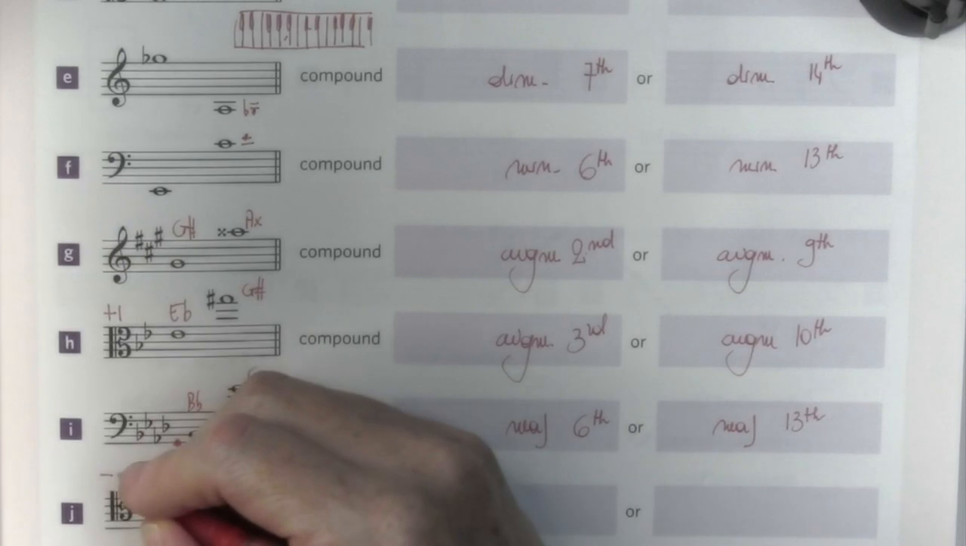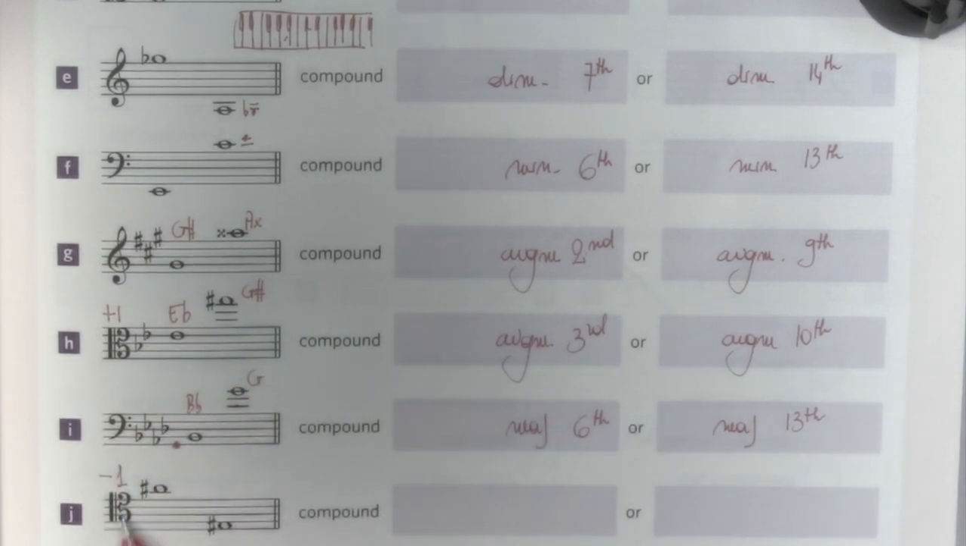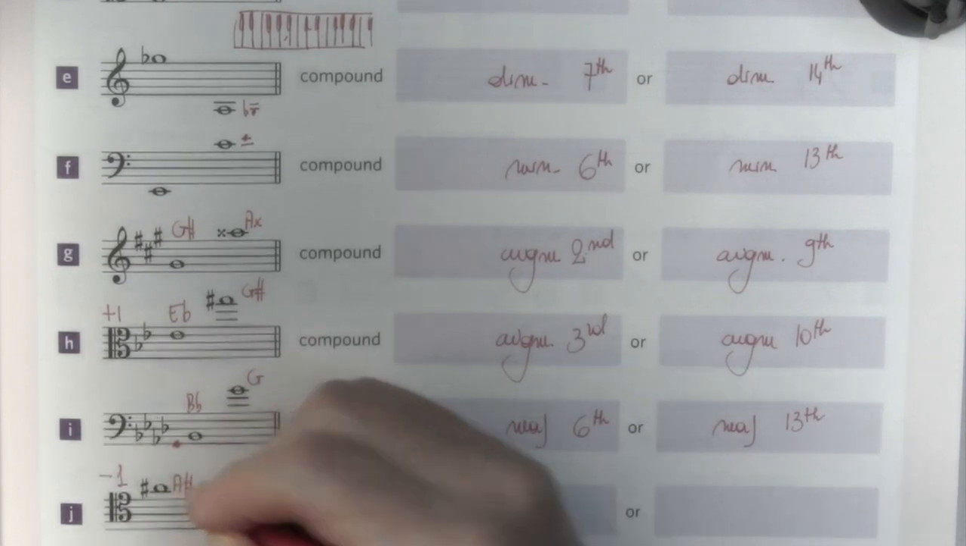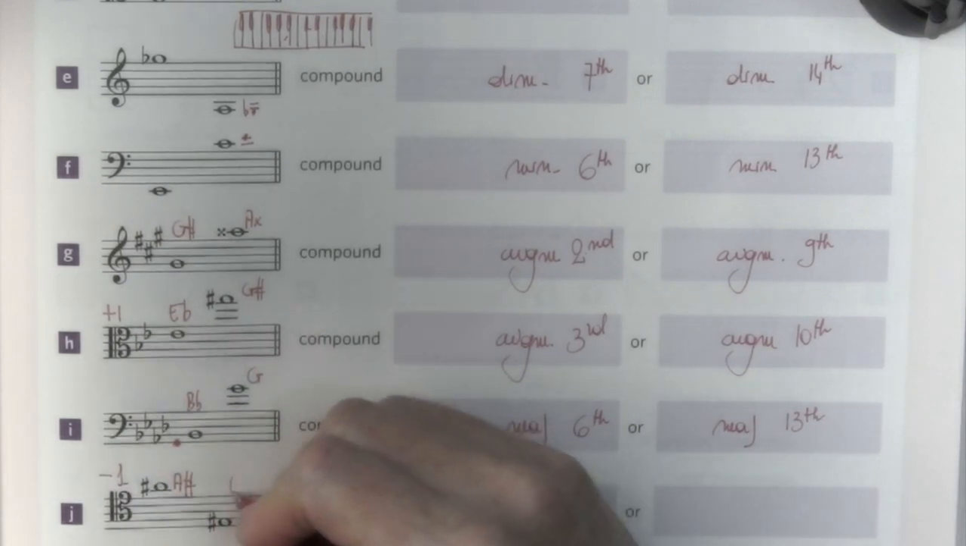Last one. Treble clef minus one equals tenor clef. So C is A flat, A sharp. And fa sharp is E sharp.